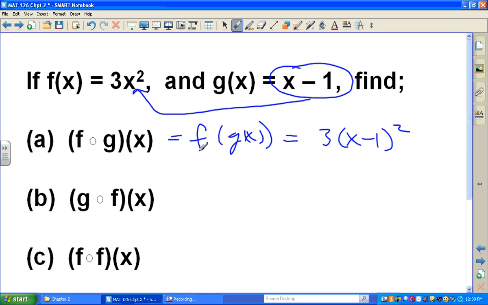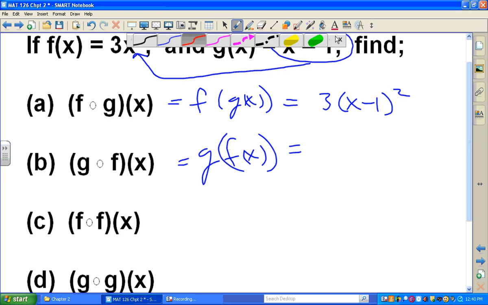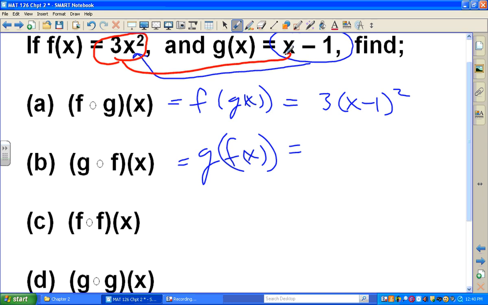And for today, we'll leave it like that, but usually you multiply it out. And the neat thing about this is, when you switch g of f of x, you obviously get a different answer. Now I take the f function and I put it into the g. So I'm taking this whole thing and putting it into this x. So I have 3x squared minus 1.